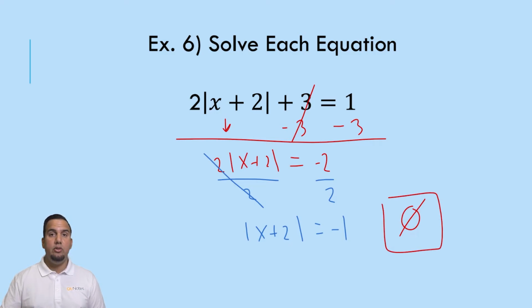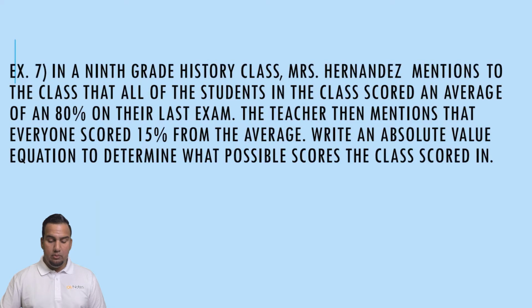That's my final answer. No solution. Why is this one so tricky? Because everyone tries to solve for it. They keep going. But once it's equal to a negative number, it means you can't go anymore. Okay? All right. So we're going to do our last 2 examples.